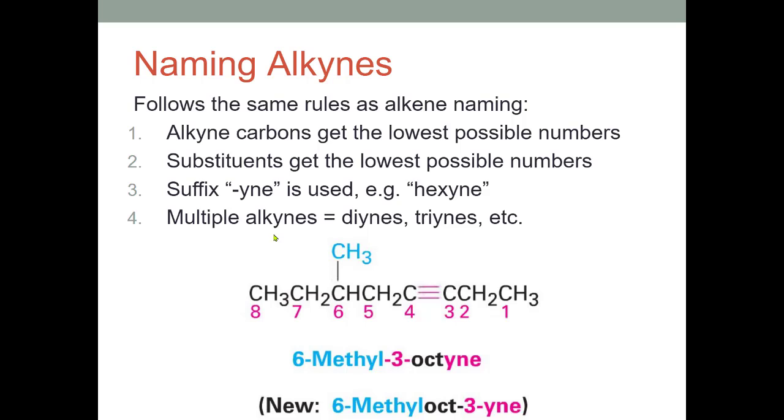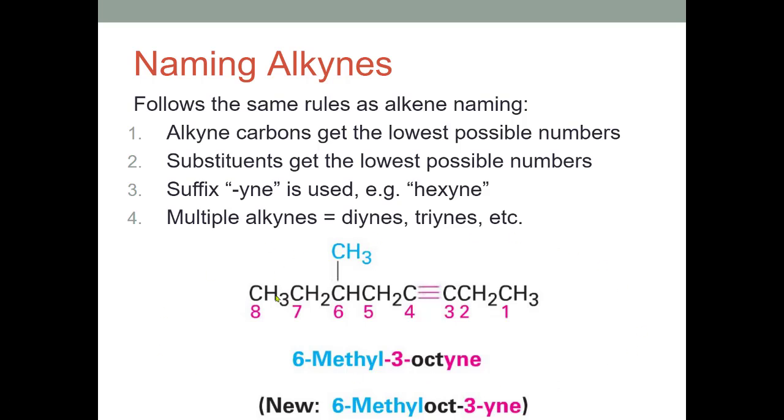And then if we have multiple ones, just like we did with alkenes, we'll indicate that by saying we have 2 or 3 or 4, and words like diyne or triyne. It's a little bit simpler here because the alkyne functional group is straight. We don't have to think about cis and trans functionality. So there is no stereoisomerism at an alkyne center.